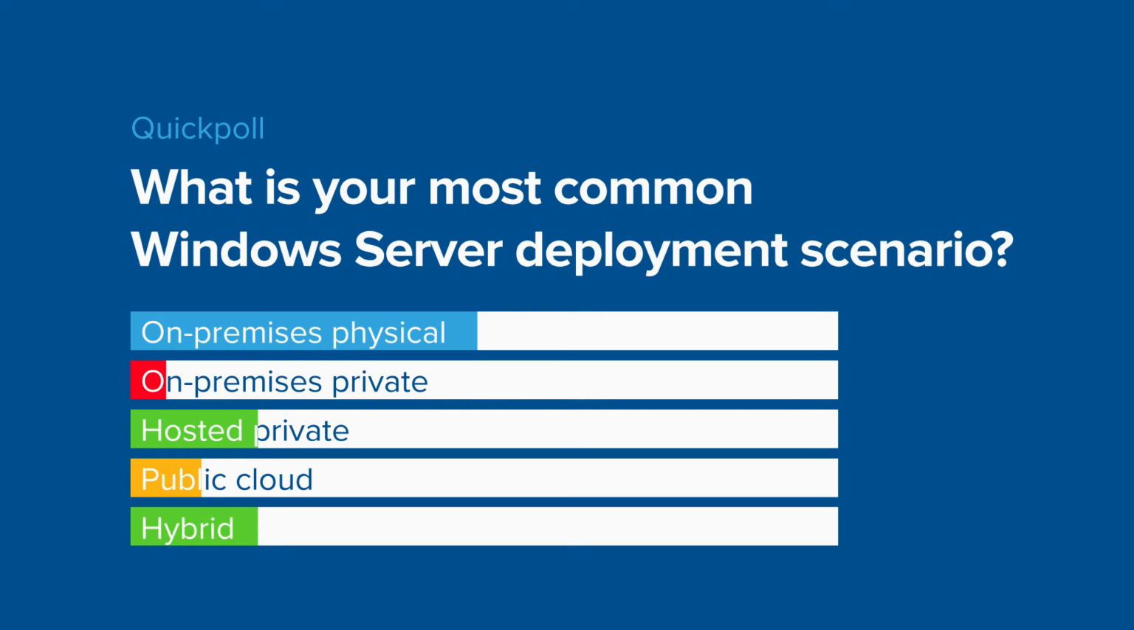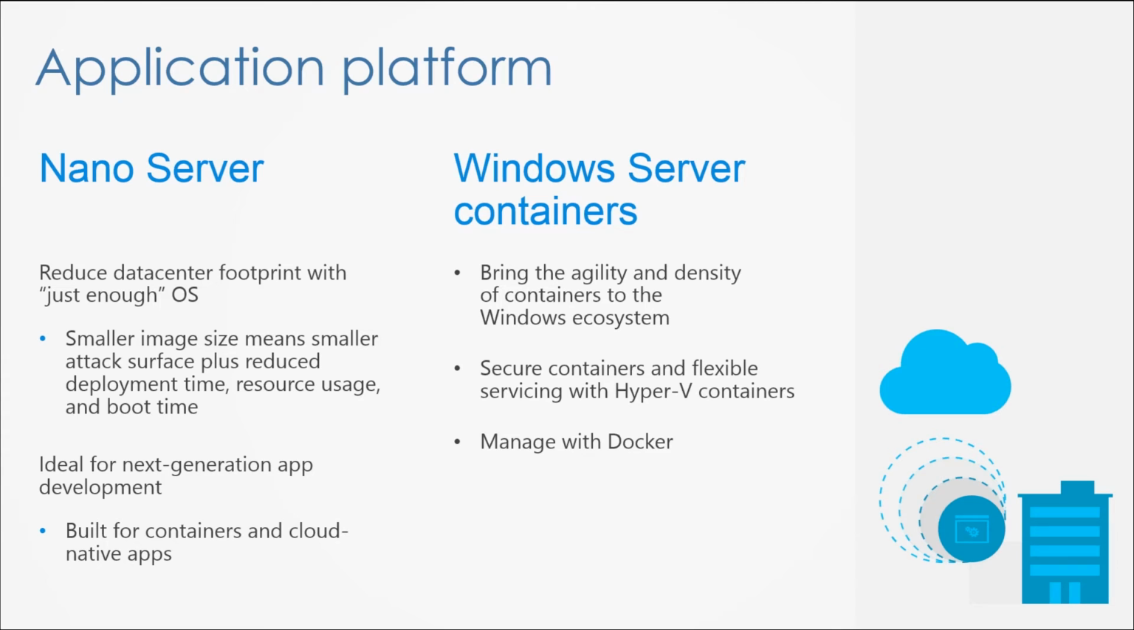Another aspect of improvement and novelty in Windows Server 2016 is the application platform. One big thing is Nano Server. Basically, the idea was to create the smallest possible version of Windows Server and put that in a deployment. What it means is smaller image size, meaning fewer things in it, reduced deployment time, reduced usage, reduced boot time.